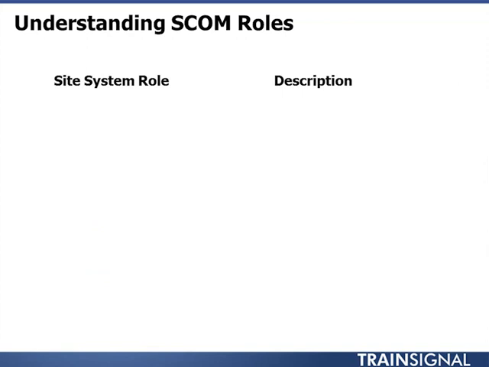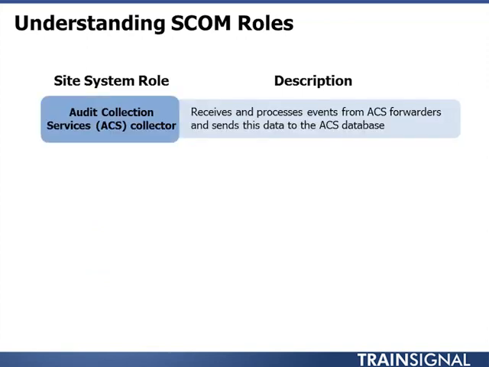So what are the roles that are available to you in Operations Manager? Now, in alphabetical order, we're going to take a look at what you see on your screen. We have what's called an Audit Collection Services Collector role. This is going to receive and process events from what are called ACS forwarders and send that information to the ACS database. An audit collection system basically collects different pieces of information from clients and then puts it into a database for later review. The kinds of information collected by Audit Collection Services is typically security related.